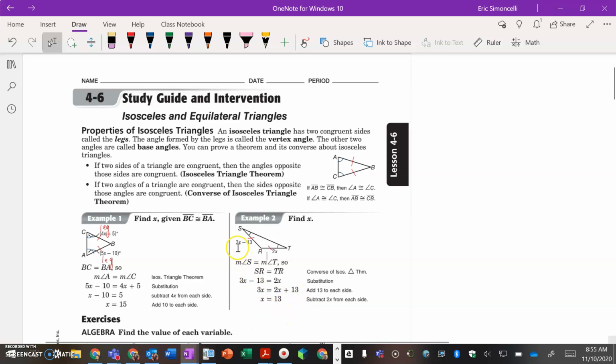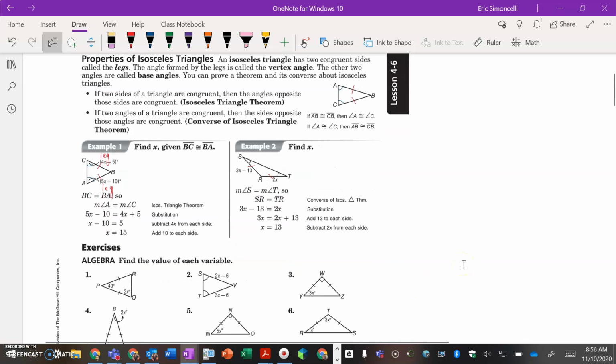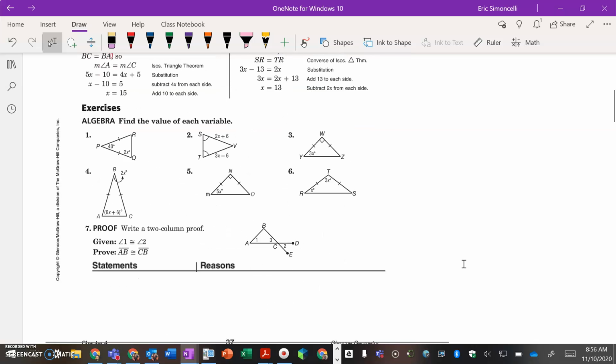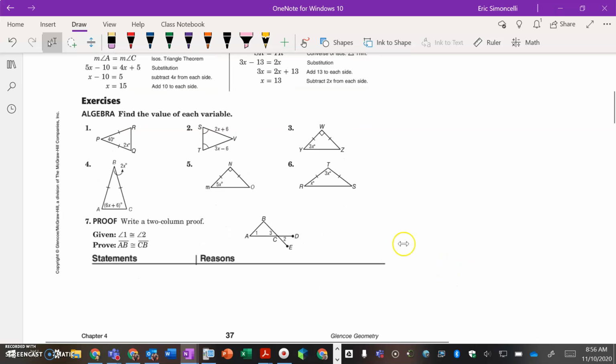If you plug in 13 for x here and here, which you can try if you'd like, it didn't ask you to, but if you did, you'd end up with this side equal to that side, the actual measure. All right, let's move on. We've got some exercises, plus we have a little proof to take a look at as well.